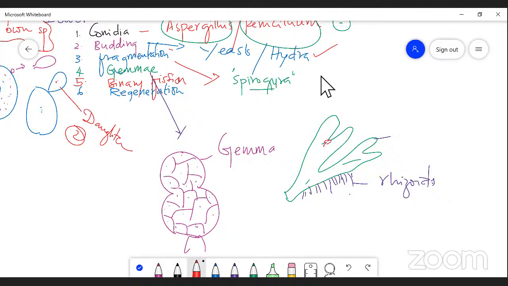Gemma originates on the upper side of the Marchantia. Actually, these gemmae develop and attain maturity, and then detach from the thallus, settle on a suitable substratum and develop into a new organism. That is called a gemma. Gemma is one of the methods of reproduction, in which the gemma arises from the upper side of the thallus of Marchantia. Right, for example, Marchantia.